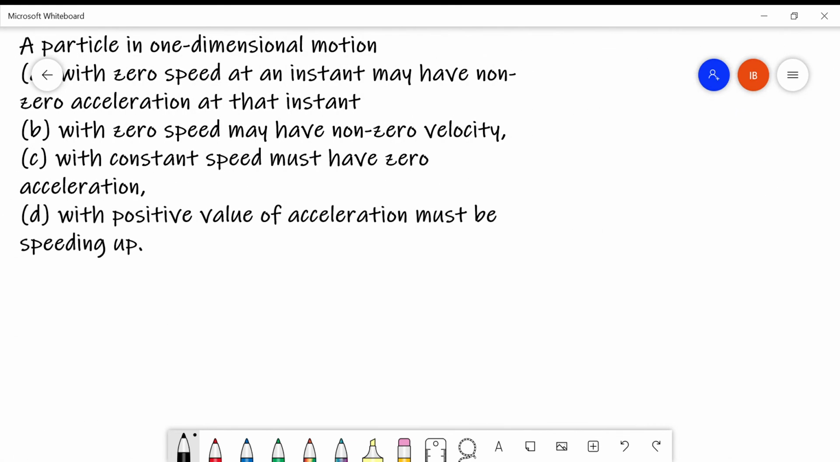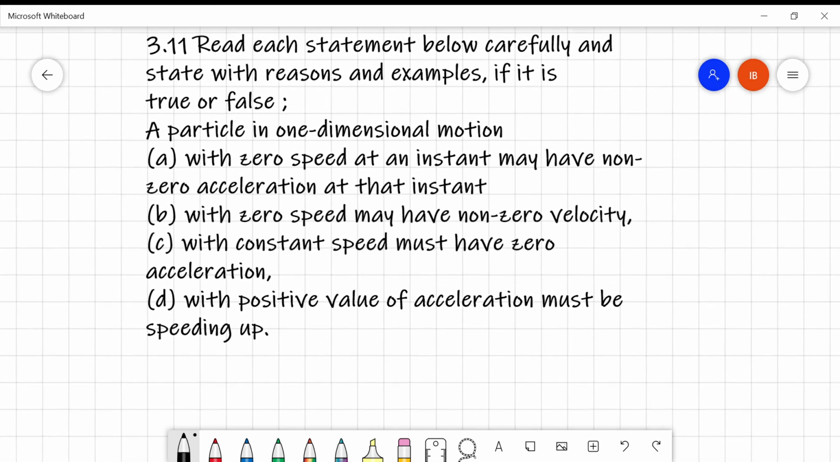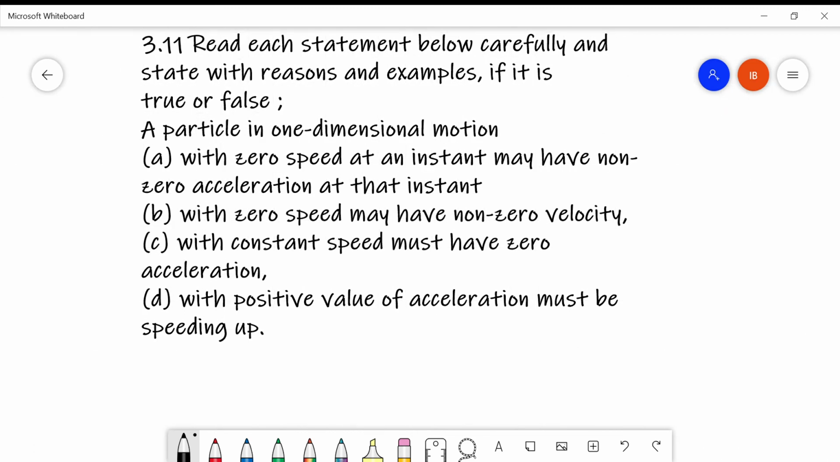Now, moving on to the fourth question, 3.11. Read each statement carefully and state with reasons and examples if it is true or false. A particle in one-dimensional motion with zero speed at an instant may have non-zero acceleration at that instant. Yes, this can be considered as true.